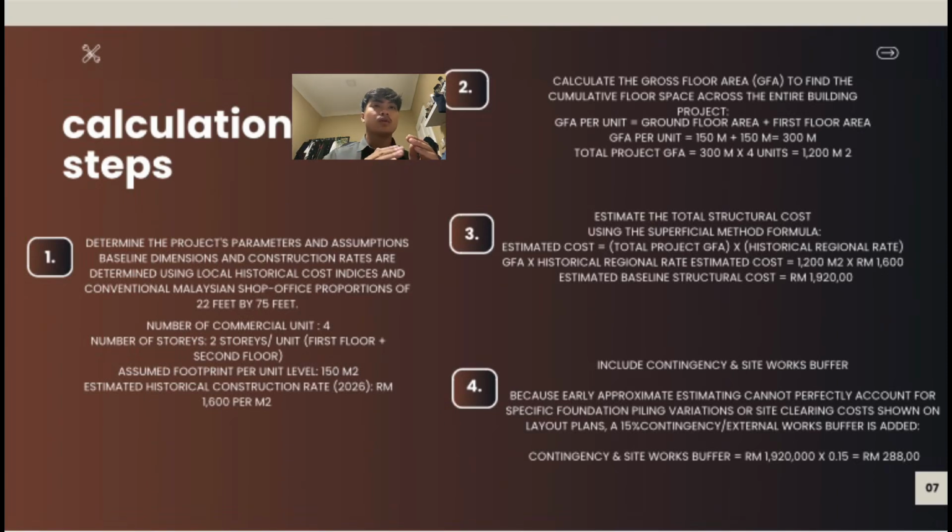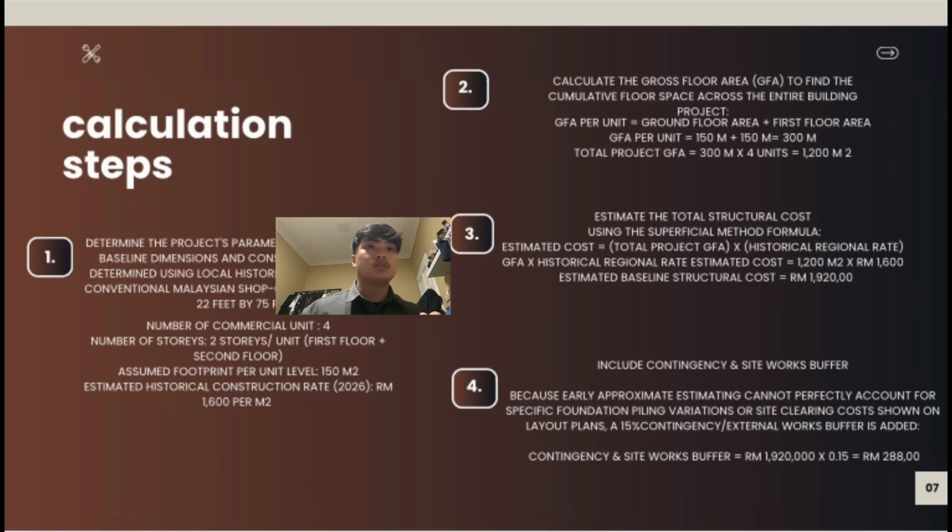Second step, we need to calculate the gross floor area. To find the gross floor area is ground floor area plus the first floor area, which is 150 meters plus 150 meters equals 300 meters, and the total project gross floor area is 300 meters times 4 units, which equals 1200 meters square.